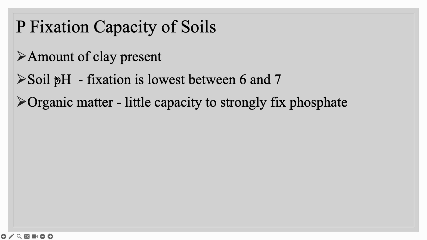So again, we're back to soil pH, and remember that 7.2 is where we're going to have equal amounts. They're likely dissolved, and they're more soluble and plant available, and they're not fixed to the soil.